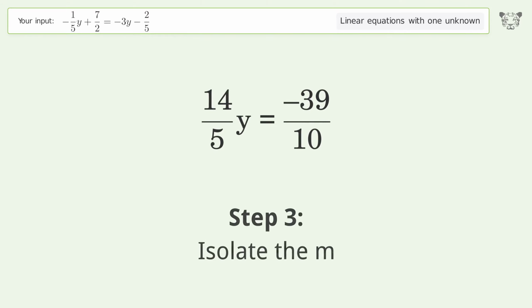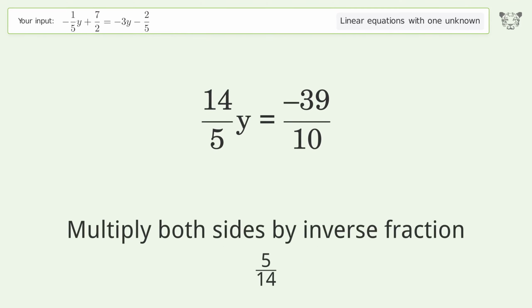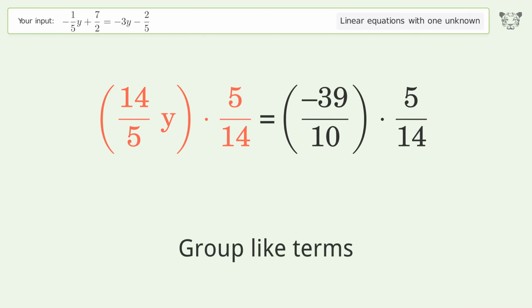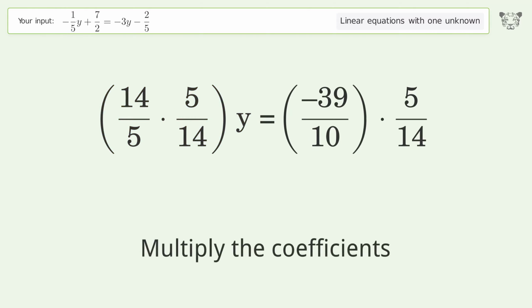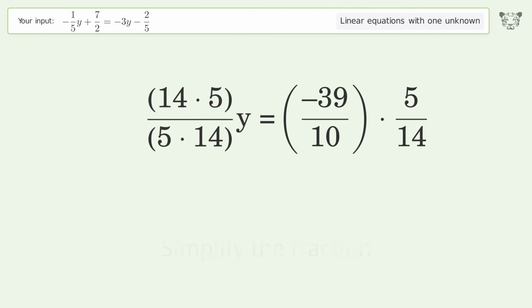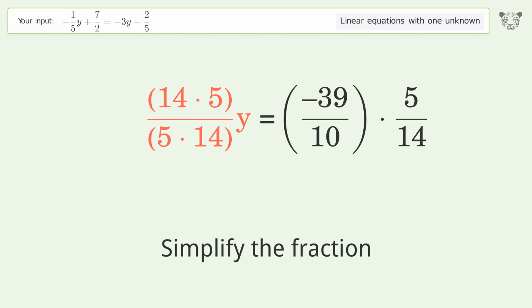Isolate the m. Multiply both sides by inverse fraction 5/14. Group like terms. Multiply the coefficients. Simplify the fraction.